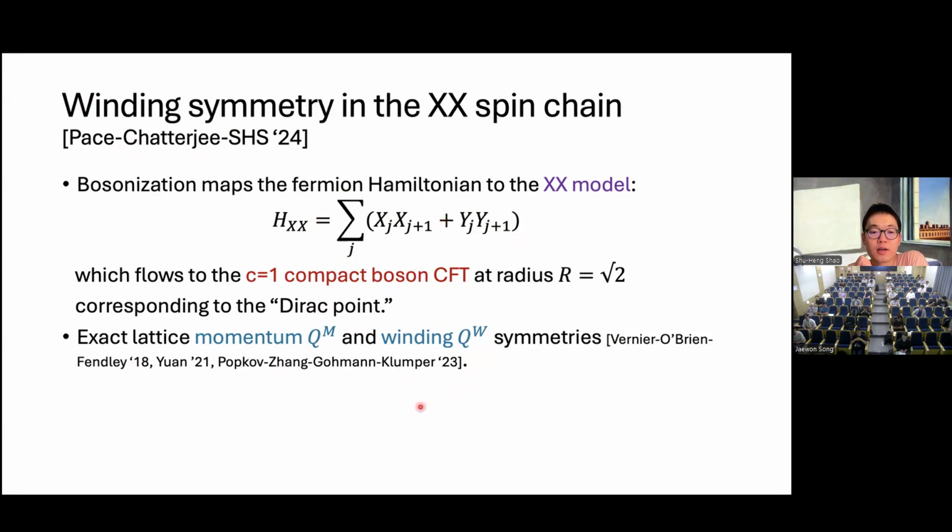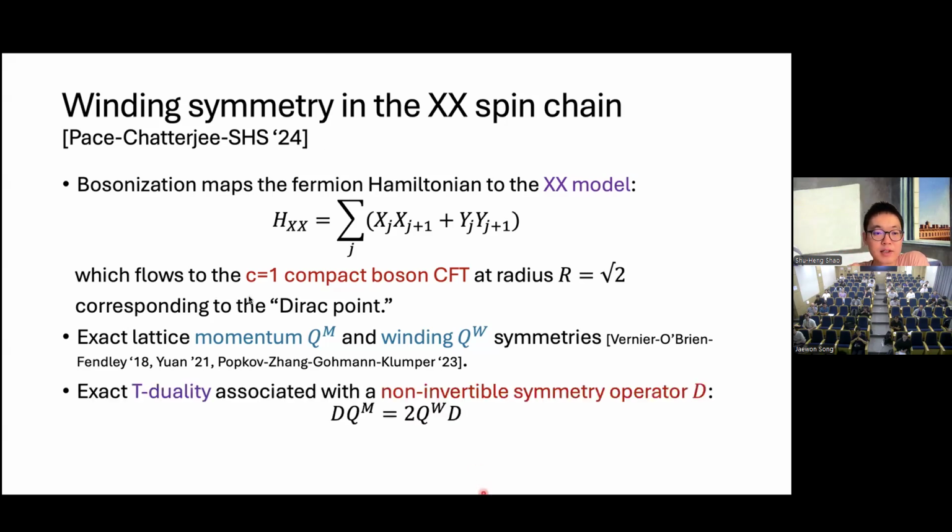Now, in the fermion case, if you remember, the two U1, the vector and the axial, are exchanged by a Majorana translation that only shifts the B fermion. The counterpart of that in this bosonic model is a non-invertible symmetry, which I call D. This non-invertible symmetry doesn't have an inverse, and as you push your momentum charge Q through it, it becomes the winding charge. There's an important factor of 2, but let me not say too much about it.